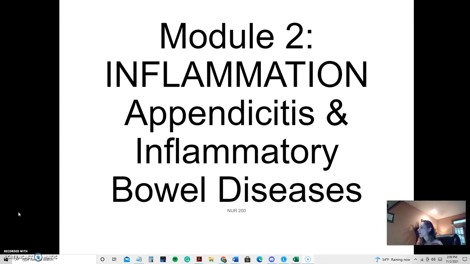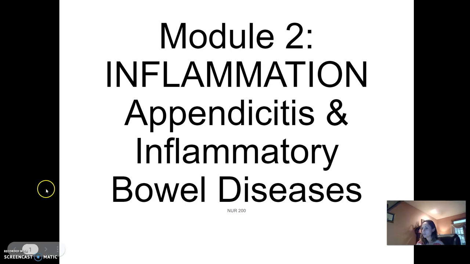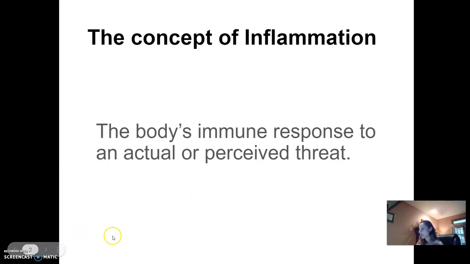So we're going to talk about the concept of inflammation and how it relates to appendicitis and inflammatory bowel disease. This is just a reminder that inflammation is your body's immune response to an actual or perceived threat. It could be an actual threat like a virus or a bacteria, or it could be a perceived threat like cats or strawberries or something that you're allergic to that starts this inflammatory process.